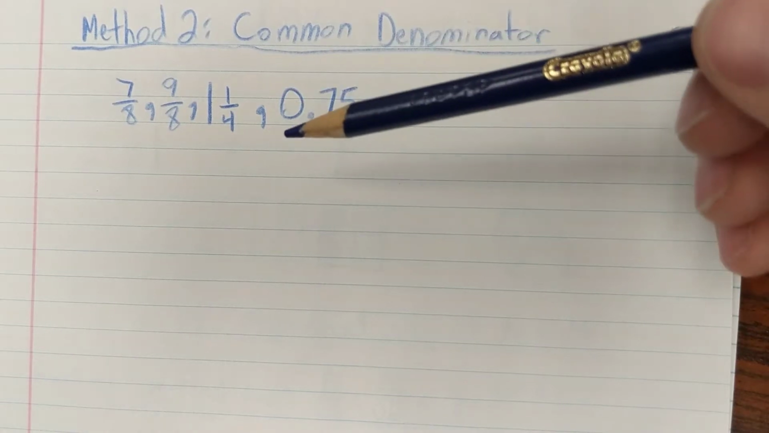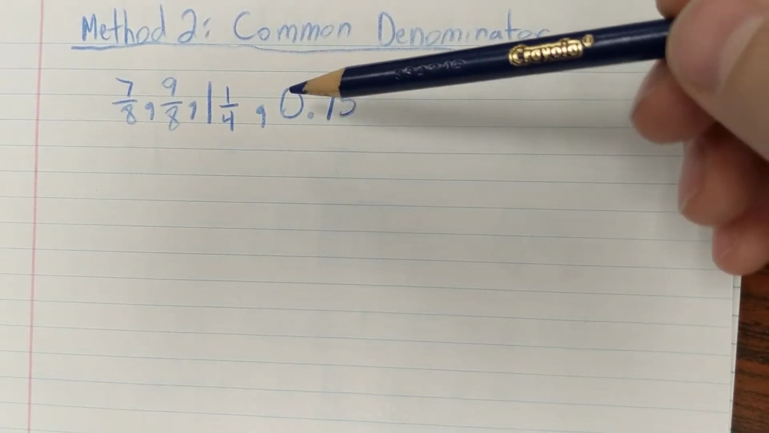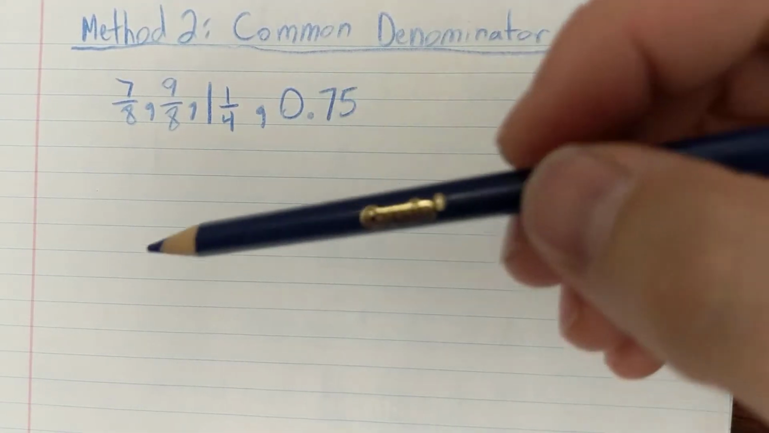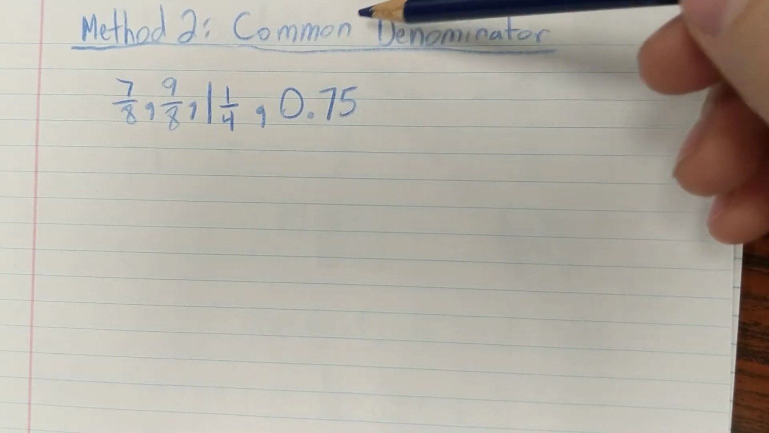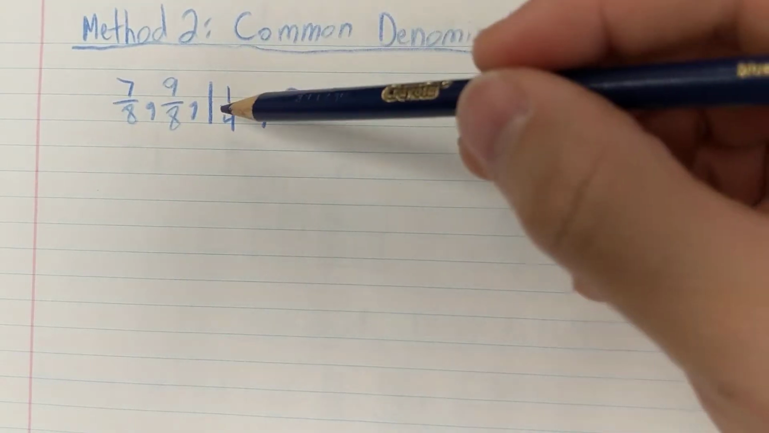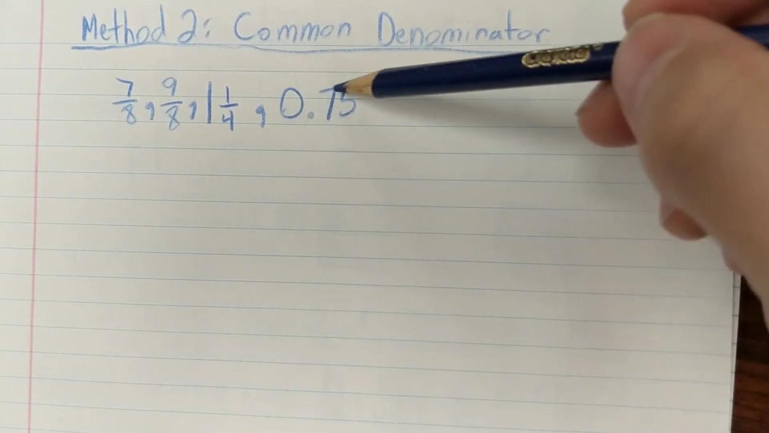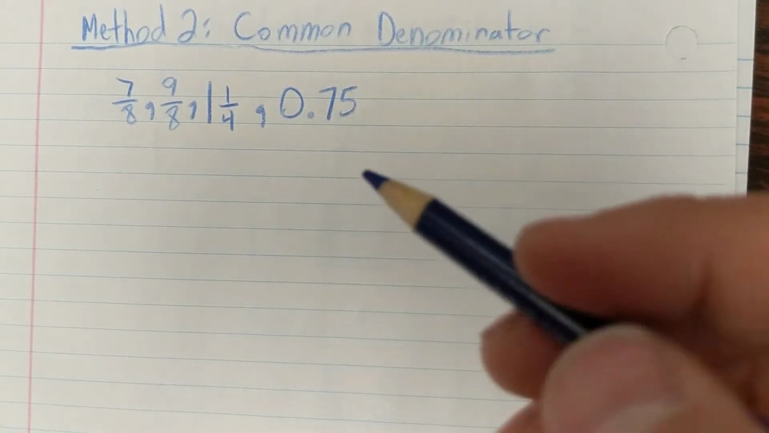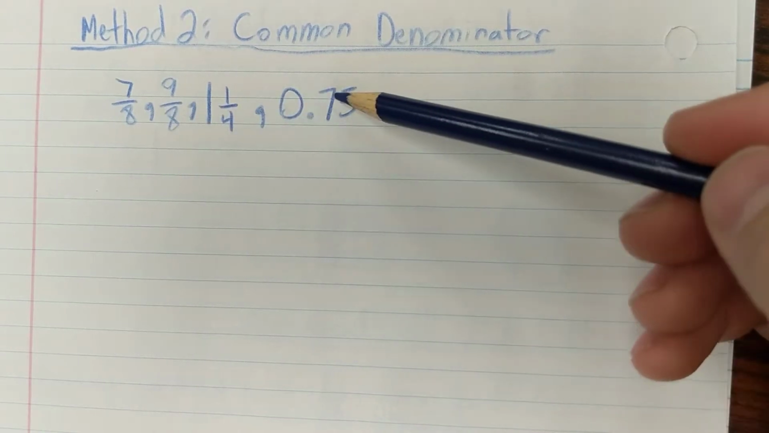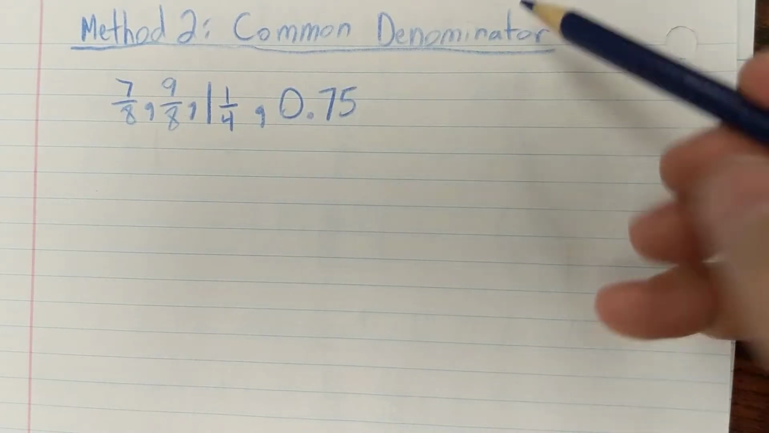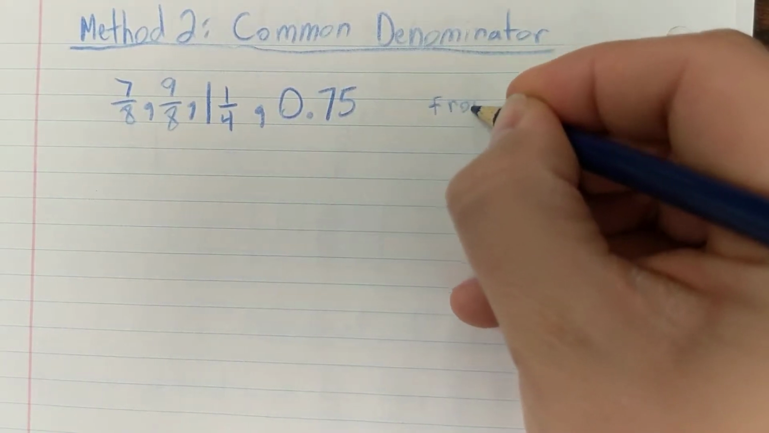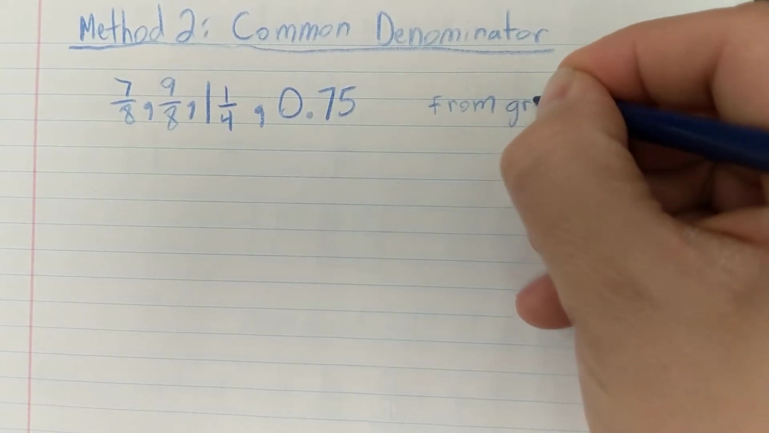So what we need to do first is change these a little bit. We're going to find a common denominator, which means that we're going to be using fractions, which means any decimals we're going to need to change. And this is a way that I'd like you to show it. You can write down your fractions. That's your first step. And we're going to be, let's do from greatest to least this time.